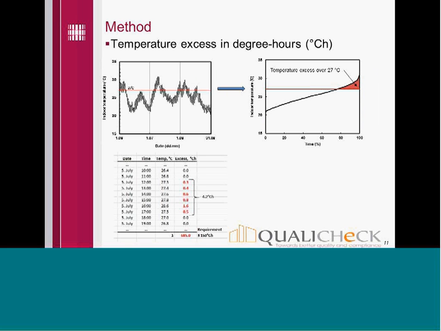So when the simulation is run, this is an example of the temperature results. Basically all these hours and excess values over 27 degrees will be accounted for, so that we can see here the temperature excess over 27 as this red area, and the calculation is actually quite simple.